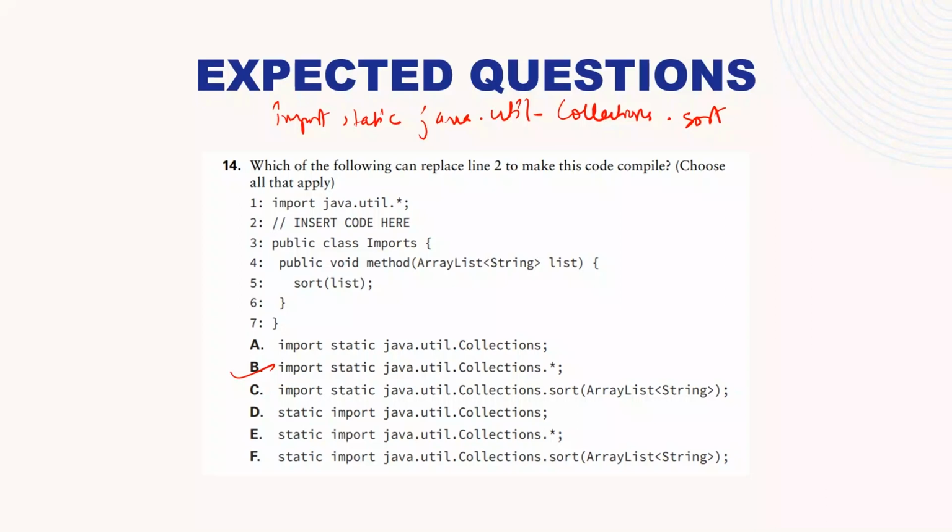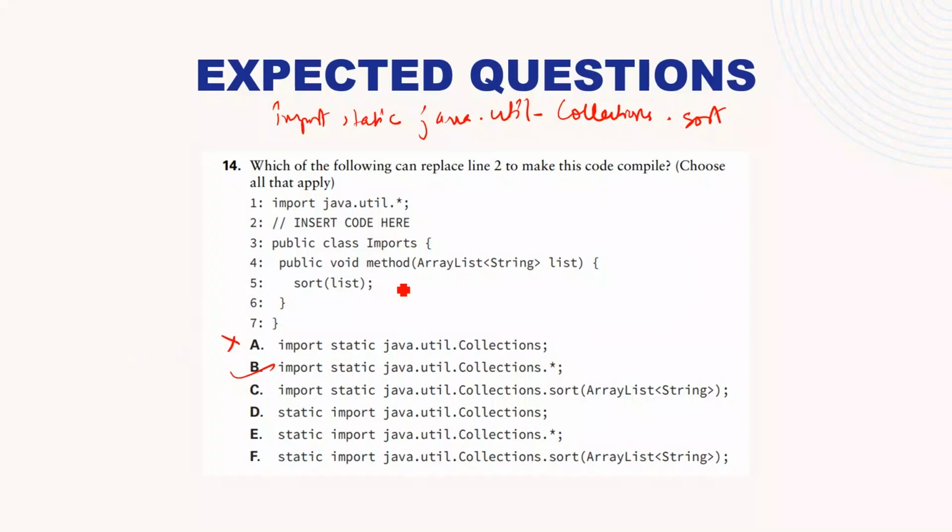Now option A is correct. Sorry, not correct. Option A is incorrect. Sorry, my bad, slip of the tongue. I have already marked B as the correct option. Now option A is incorrect because you can only do a static import on static members. Okay, you cannot do this stuff like a normal import. So A is not going to work in this case.